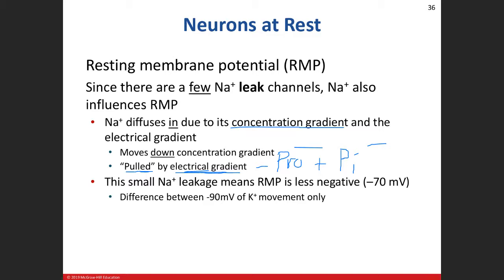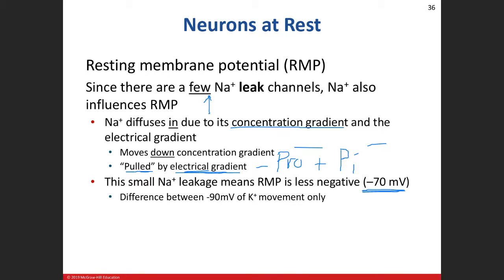But here's the sad reality. If we had equal amounts of sodium and potassium leak channels, our resting membrane potential wouldn't be negative 70. It would be less negative. But because we only have a few sodium leak channels, the value is at negative 70. If there were equal amounts, it'd be less negative because think about it. Sodium's getting pulled in, it's getting helped.